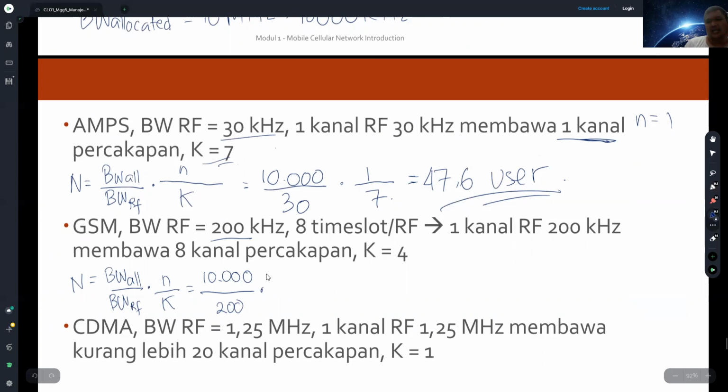However, we know that GSM is using TDMA, right? One TDMA carrier in GSM could be occupied by 8 users, which means that the value of little n will be equal to 8. So within 200 kilohertz bandwidth RF, it could be occupied by 8 conversation channels, which means that n will be equal to 8. So it will be equal to 8 divided by 4.